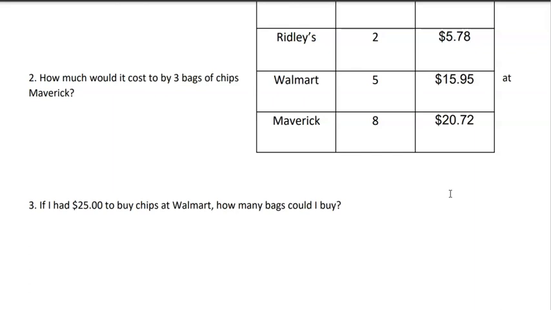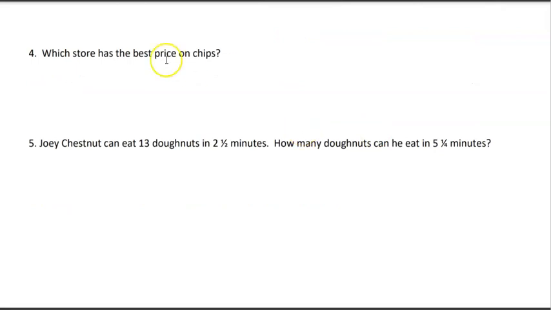So comparing those 4 unit rates, I would just pick that Maverick has the cheapest cost for one bag of chips, the cheapest unit rate, because it was $2.59. So I would go to the Maverick first because that one had the best price on chips.